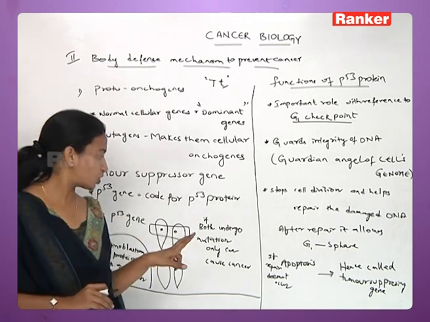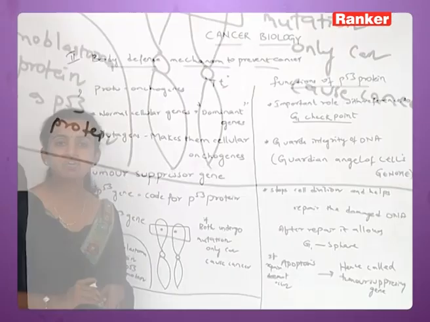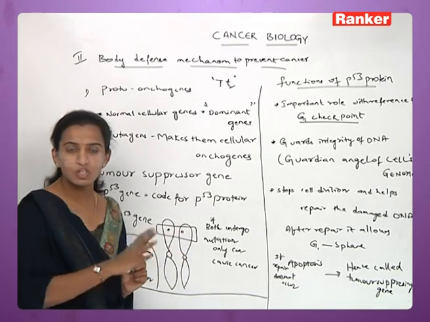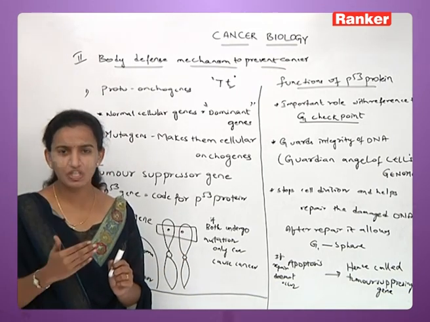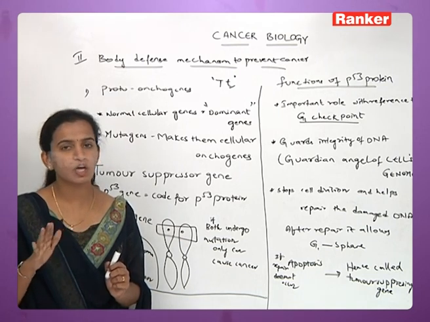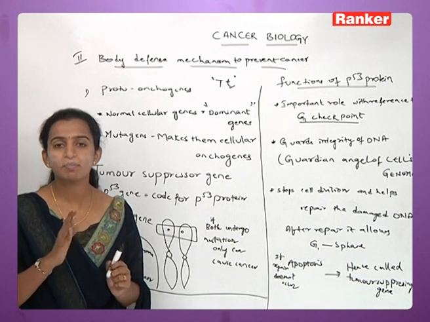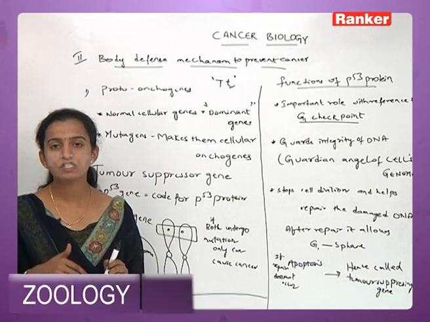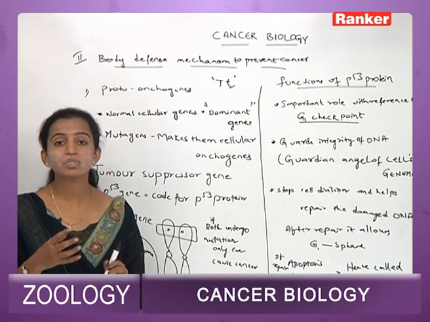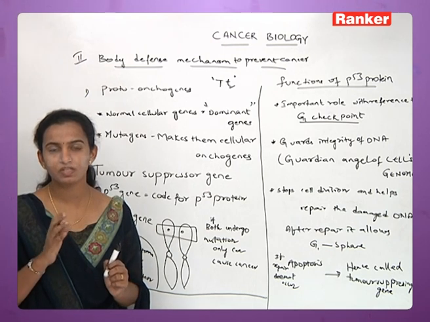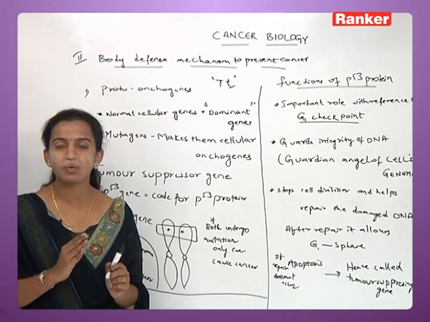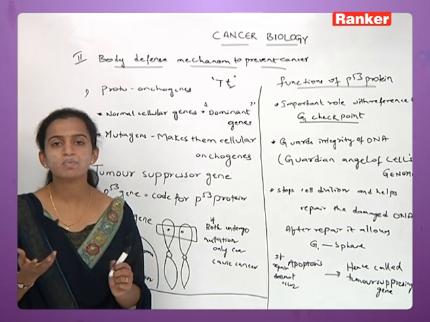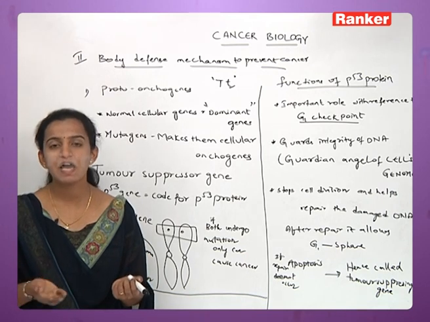But if both copies undergo any sort of mutation, then there is no checkpoint present. That means P53 loses its character to check a cell. I said that if a cell wants to go for division, it needs to take the permission of the P53 protein. That means P53 is the only one which allows cell division to take place. Now if P53 is failing, who is there to stop them? There is no one to stop them and they grow on.